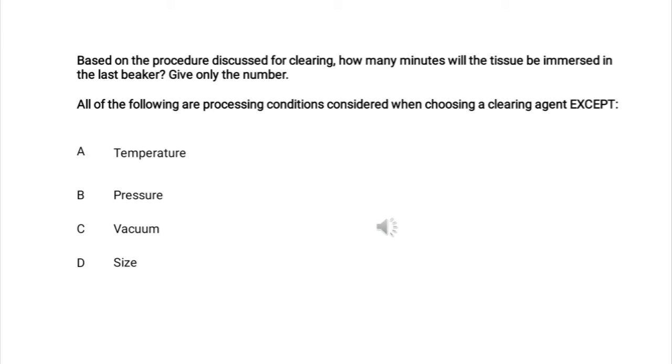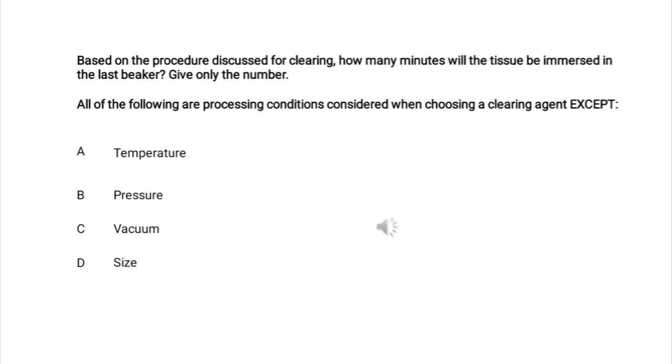Okay, next question. Based on the procedure discussed for clearing, how many minutes will the tissue be immersed in the last beaker? Give only the number. The correct answer is 45, or 45 minutes. So for our sample procedure, the first xylene is usually immersed for 20 minutes. The second xylene is immersed for 20 minutes. And then the third xylene is immersed for 45 minutes.